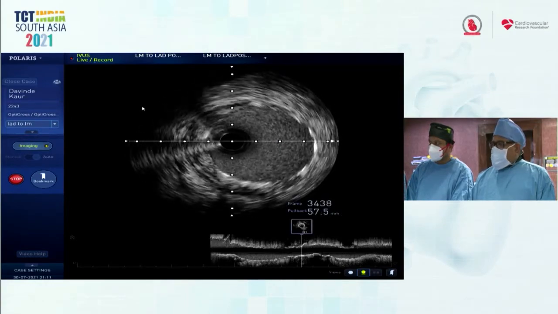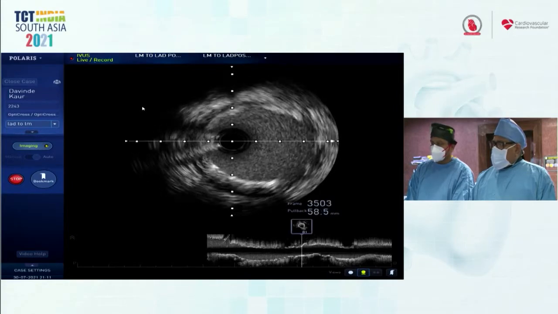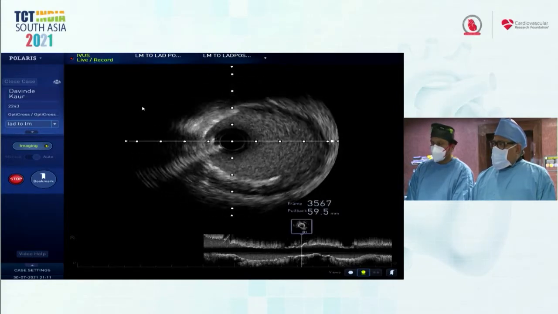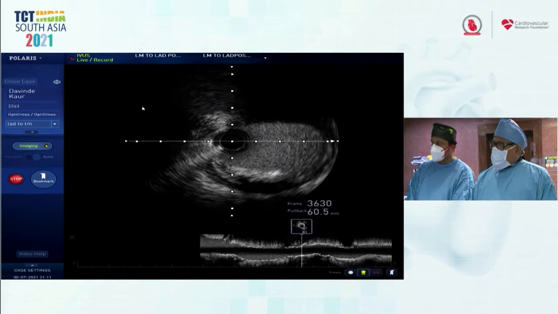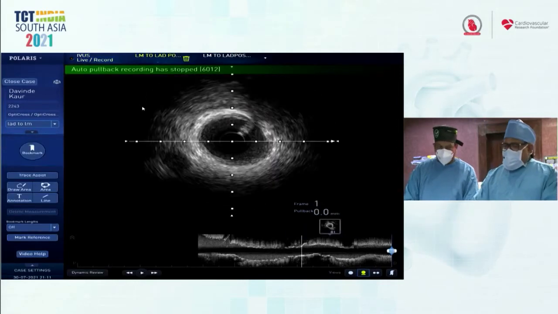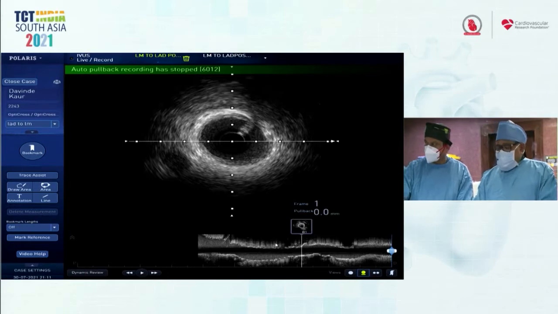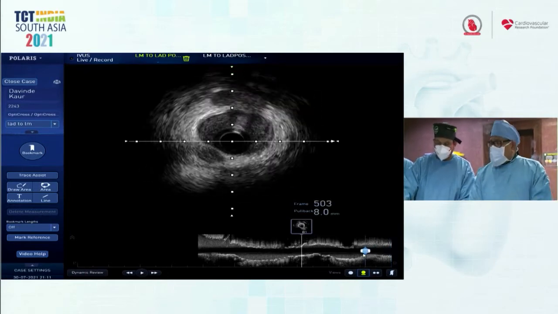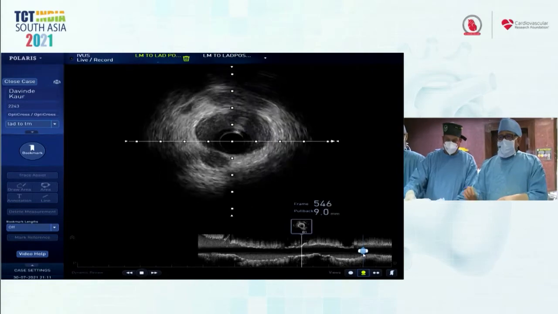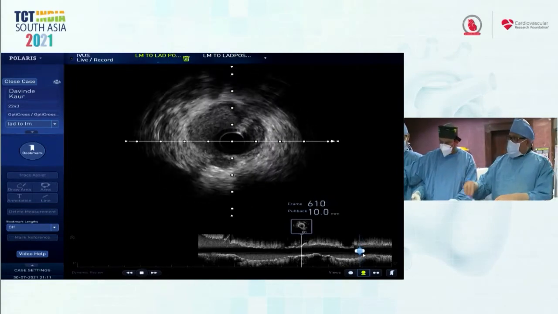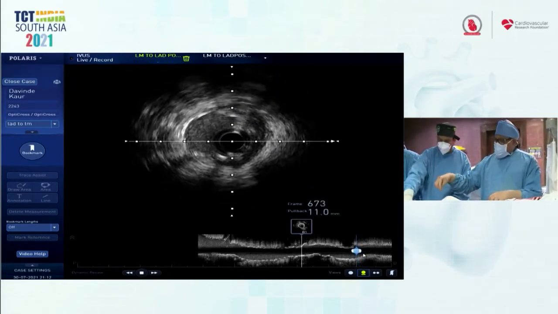So here is the run from left main to the LAD, and then we are out. Let me remove the catheter. Meanwhile, you can discuss the findings of the IVUS run, and then let me know what next is to be done for the LAD. And meanwhile, let me try to push my IVUS catheter across the LCX as well.